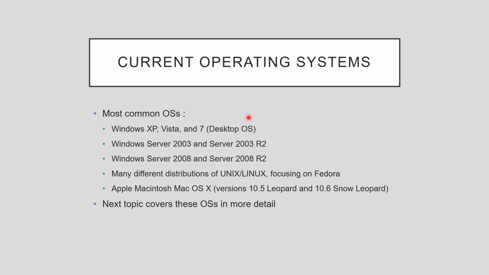Now, the current operating systems like Windows 7, 8.1, and 10, Windows Server 2008, 2012, 2016, 2019, the different distributions of Unix or Linux operating systems, focusing particularly on Fedora, which is used as the leading edge development environment for the popular Red Hat Enterprise Linux. The Apple Macintosh, Mac OS X, version 10, El Capitan.